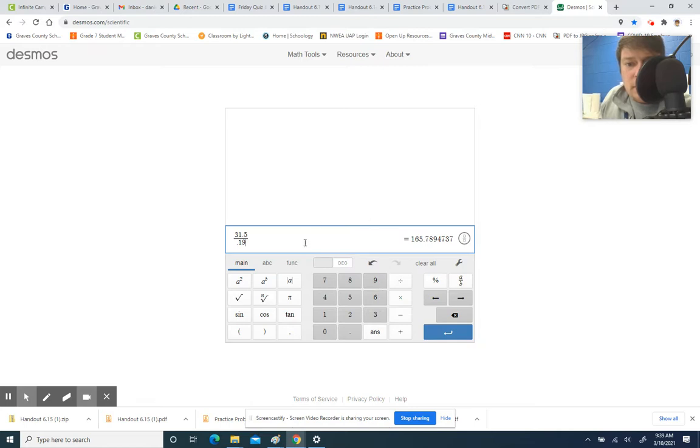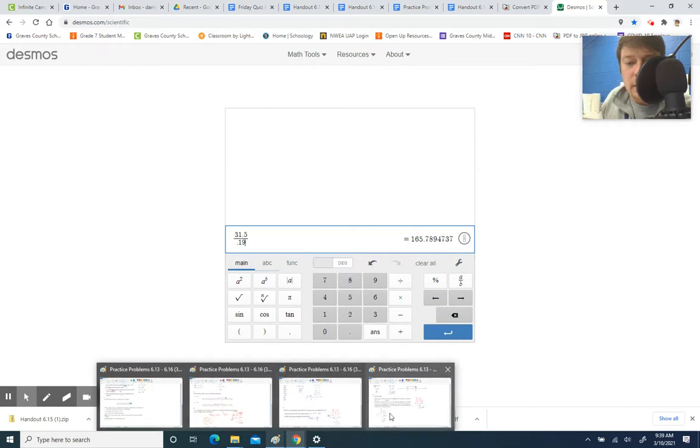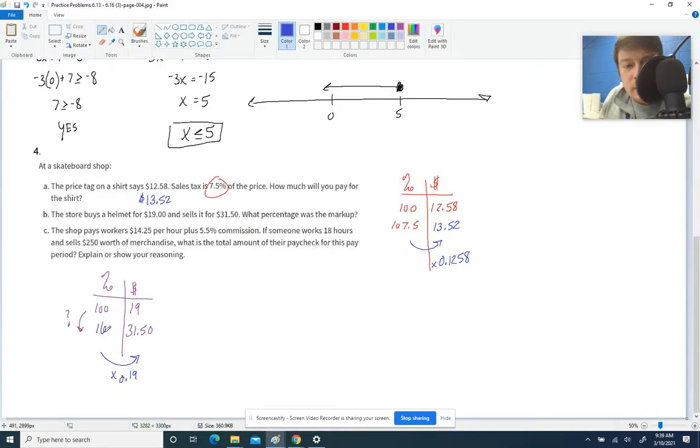All right, so let's round this to the nearest whole. So let's say 166. It's pretty close to 166. So we're going to go with 166 as our rounded answer. And that tells me that they marked it up about 66%, so about a 66% markup from where it was originally, from 100 to 166.